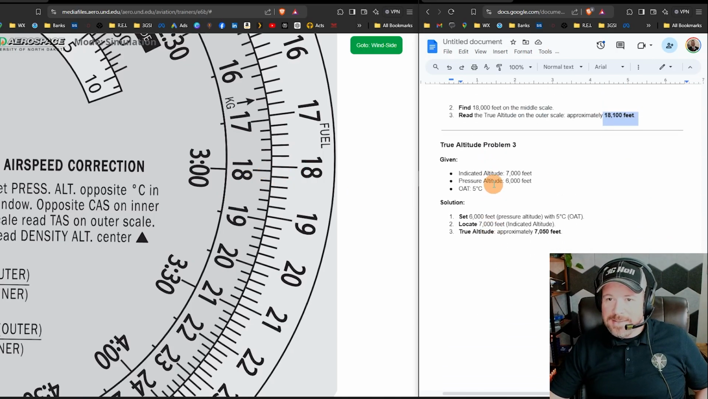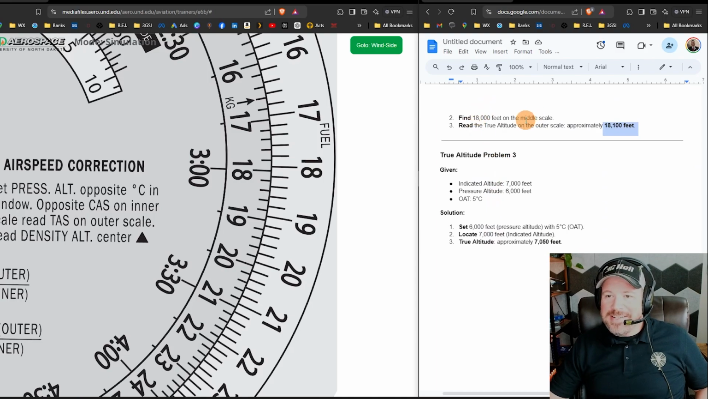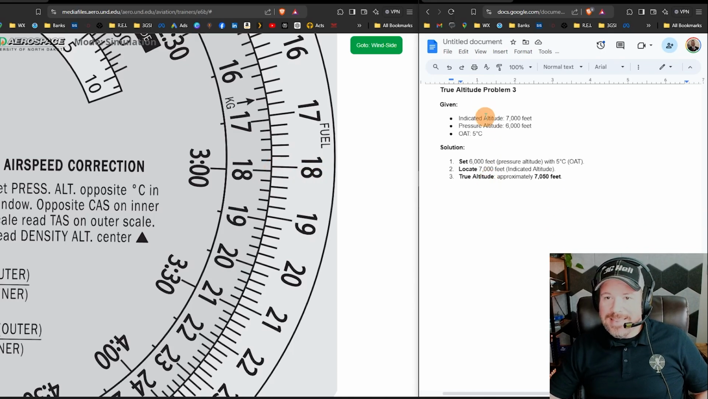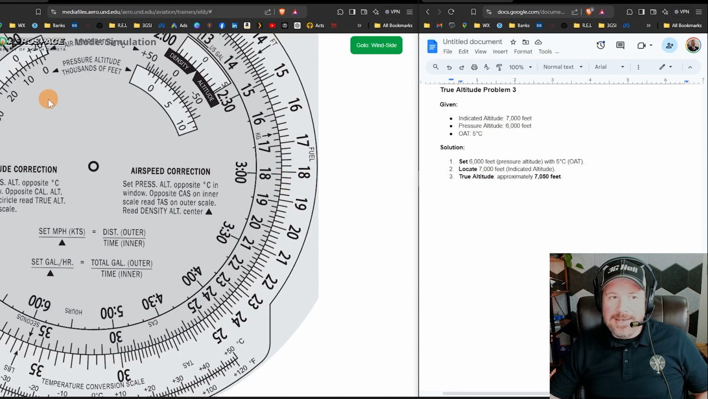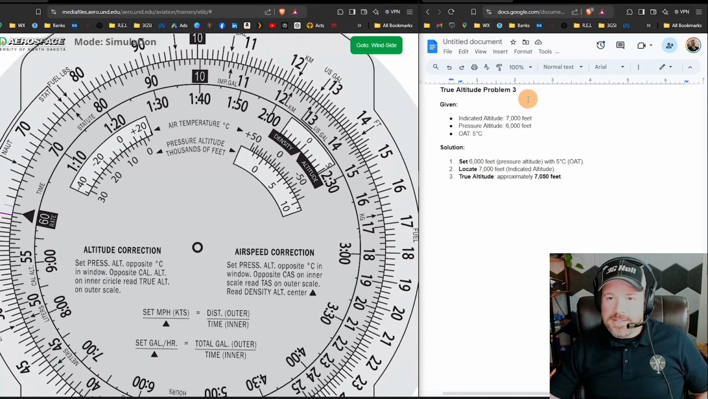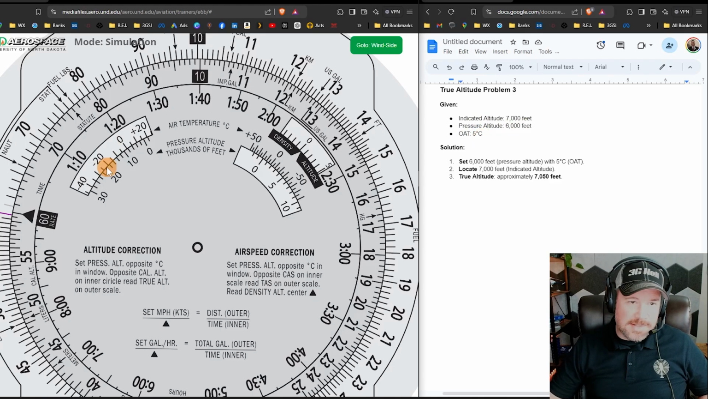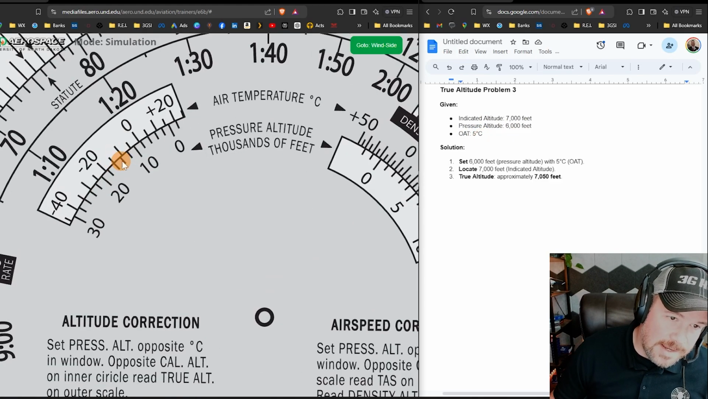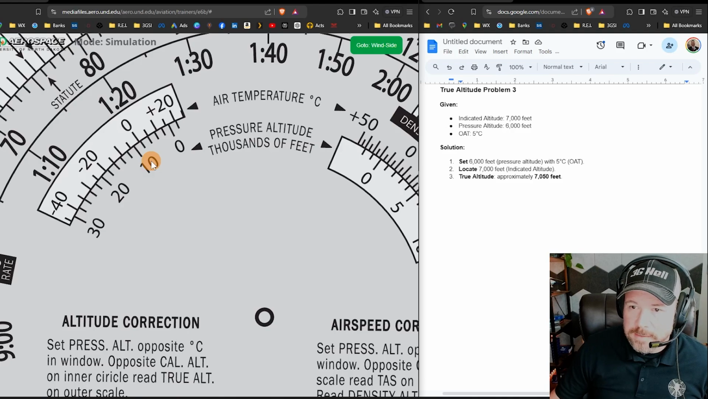Whoops. There's the answer. Find the 18,000 on the middle scale and then read the outer scale here. So 18,100, we'll call it halfway in between there. Okay. All right. The last one is going to be a pressure altitude of 6,000 and outside air temperature of 5 degrees Celsius. So let's go find the pressure altitude of 6,000.